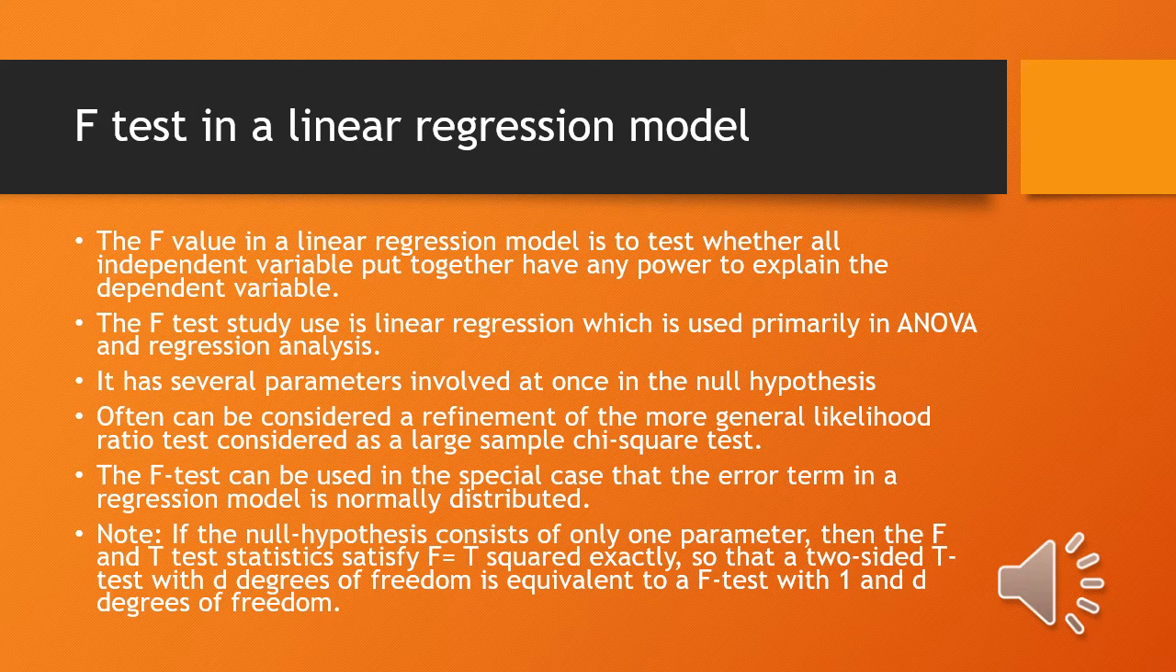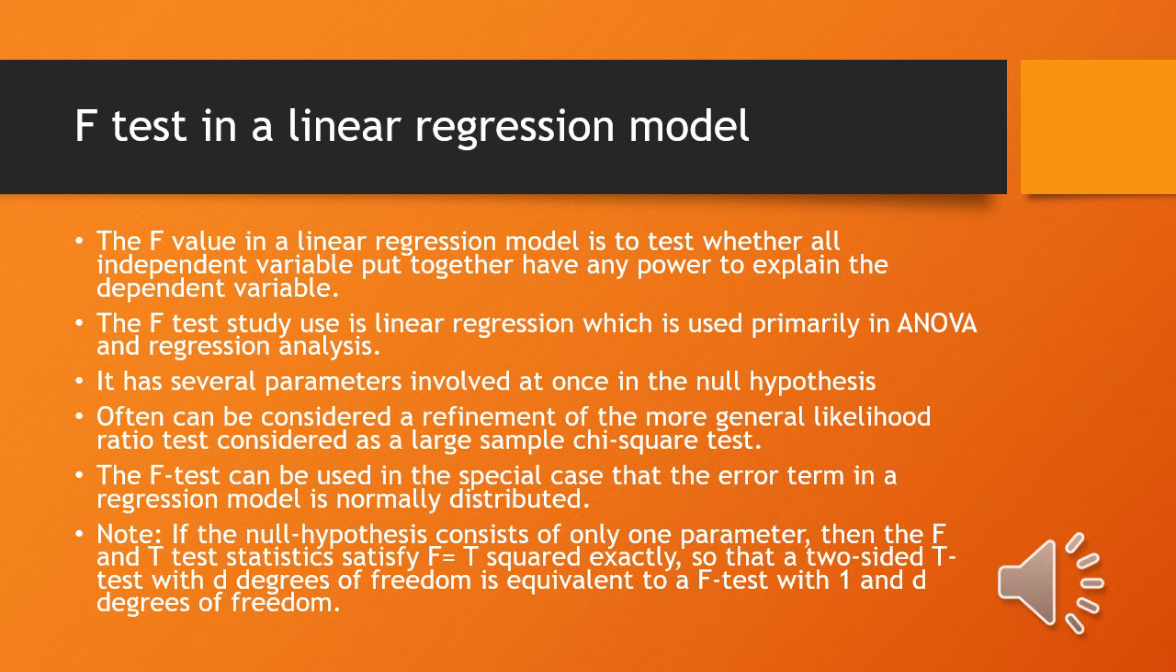When interpreting the F-test in a linear regression model, we need to consider the F-value. It is to test whether all independent variables put together have any power to explain the dependent variable. The F-test used in linear regression is used primarily in ANOVA and regression analysis. This has several parameters involved at once in the null hypothesis. It is often considered a refinement of the more general likelihood ratio test, and it is considered as a large sample chi-squared test.